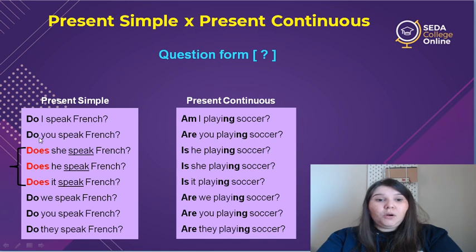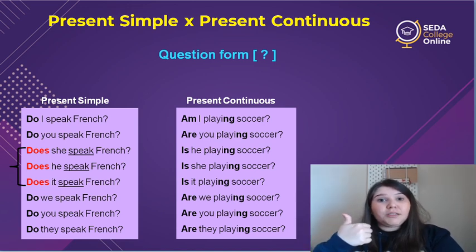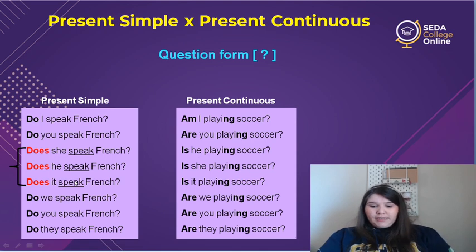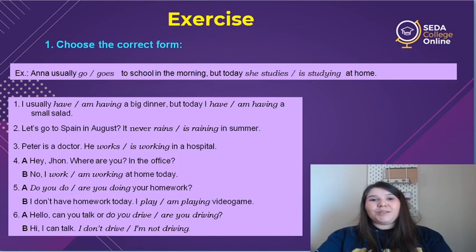And for present simple, we start with the auxiliary verb do or does, and then the person, and then the verb base form. Important here in the present simple. Remember that we talked that in the affirmative we add s, but it's only for affirmative. If we have does or doesn't in the sentence, the verb doesn't need to add s. It can't add s, okay? So we use does she speak? Does he speak? Does it speak? No s. All right?